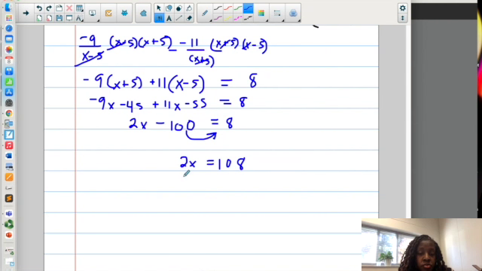Divide by 2, and x is equal to 54. And since 54 is neither 5 nor negative 5, we've got our solution as 54. And that's that.